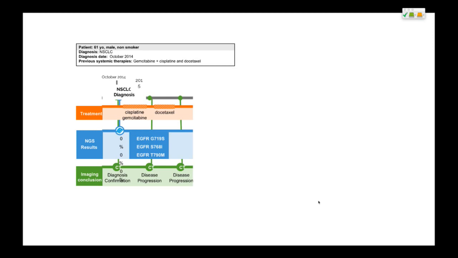And we observed actually that the disease was progressing, and then he decided to send the sample to our facility.